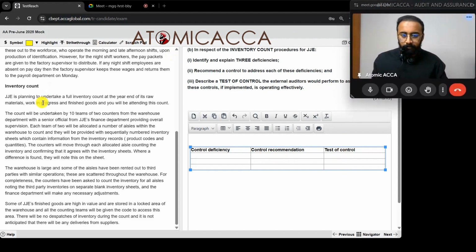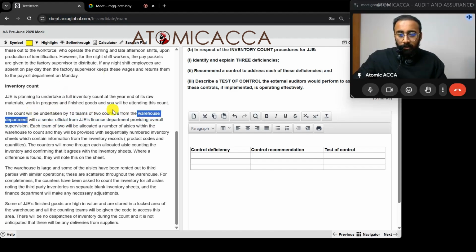Cool. Alright, let's begin. JJ is planning to undertake a full inventory count at the year end of its raw material, work in progress, and finished goods, and you will be attending this count. Okay. The count will be undertaken by 10 teams of 2 counters from the warehouse department, with a senior official from JJ's finance department providing overall supervision.